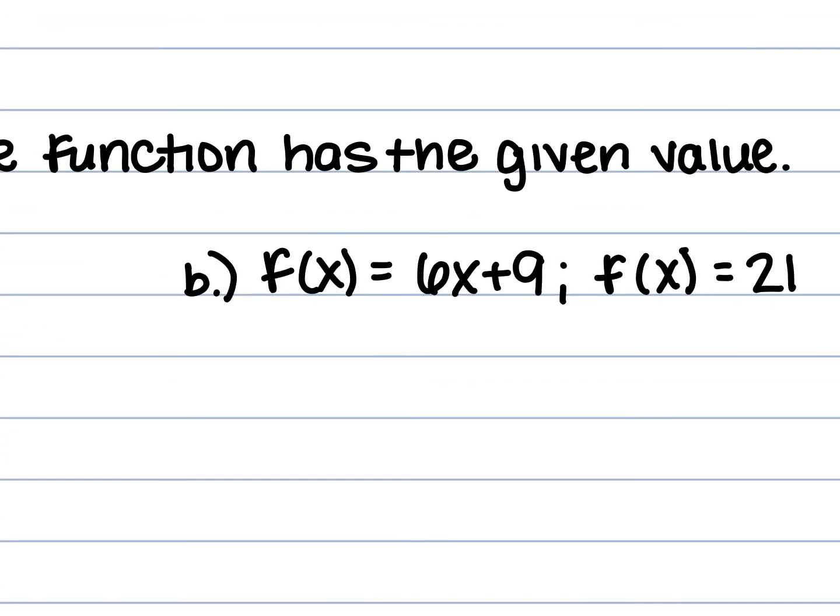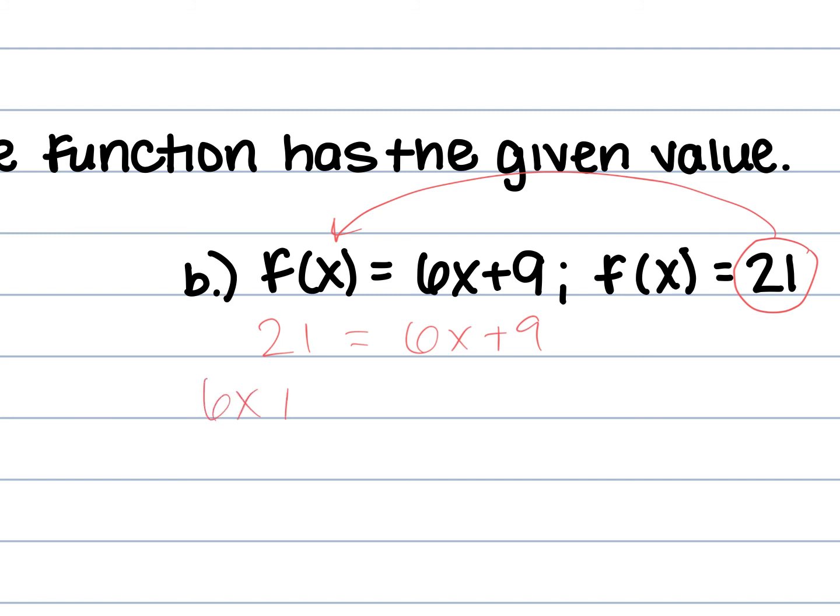Okay. B, we've got f of x equals 6x plus 9, where f of x is equal to 21. We're going to take this 21 and replace it with the f of x. So our equation becomes 21 equals 6x plus 9. Again, my variable's on the right, so I want to reverse the order.